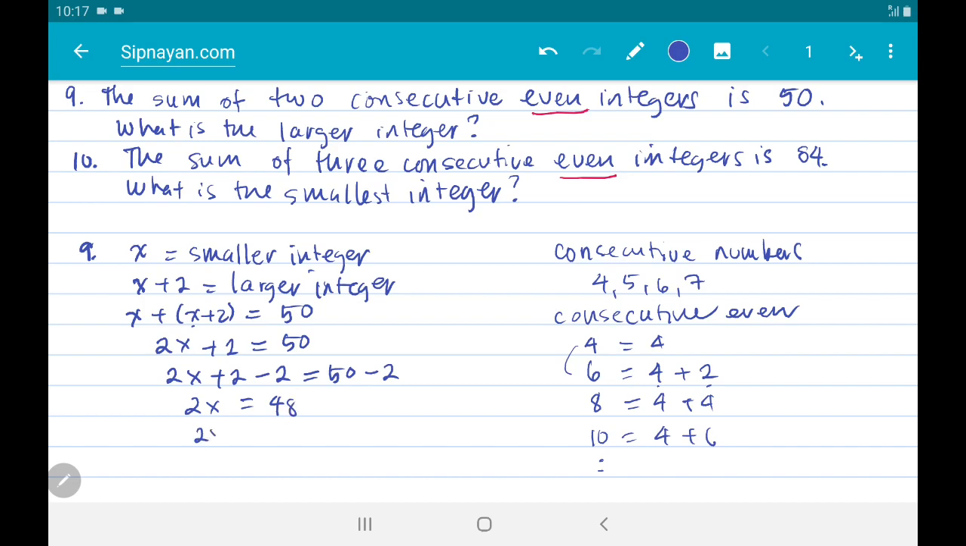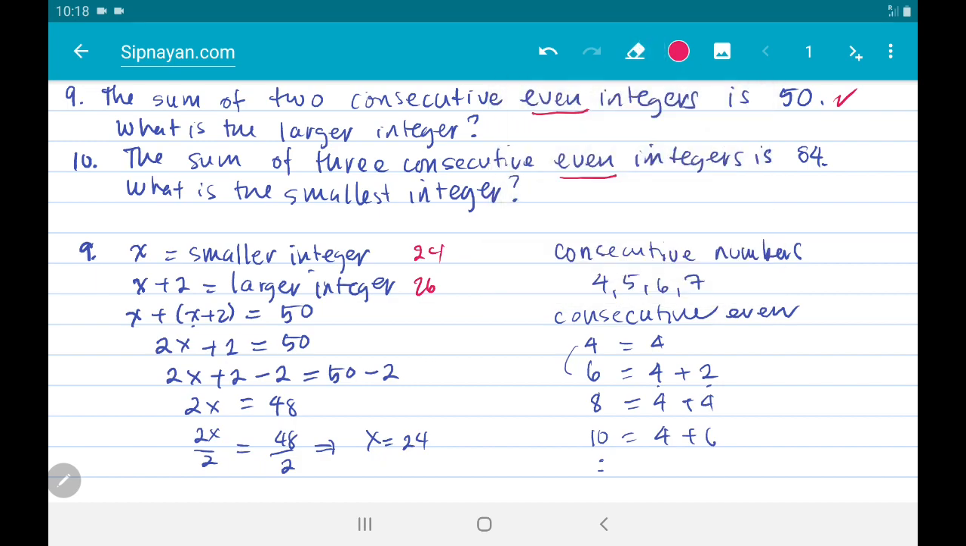So, dividing both sides by 2 gives us x equals, what is 48 divided by 2? 24. So, meaning, yung smaller integer natin ay 24. At yung larger integer natin ay 24 plus 2. Kasi yung x natin is 24. So, 24 plus 2, this is 26. Magkasunod ba sila na even? Yes, correct. Ang sum nila ay 50? Yes, correct. 24 plus 26 is 50. Okay?